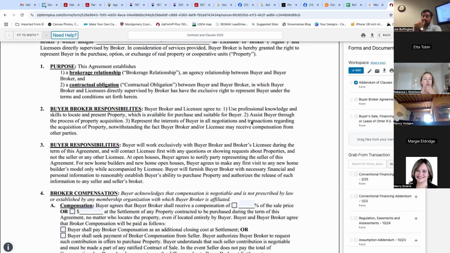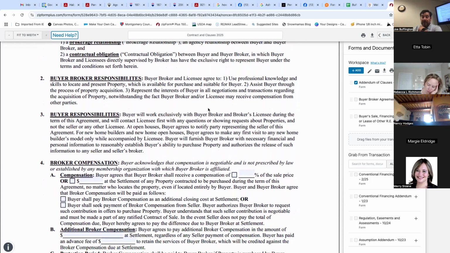Is that like a separate form? Yeah, there's a full release. Yeah, there's two release forms. Okay, so buyer broker responsibility basically sets up what we're doing for them.